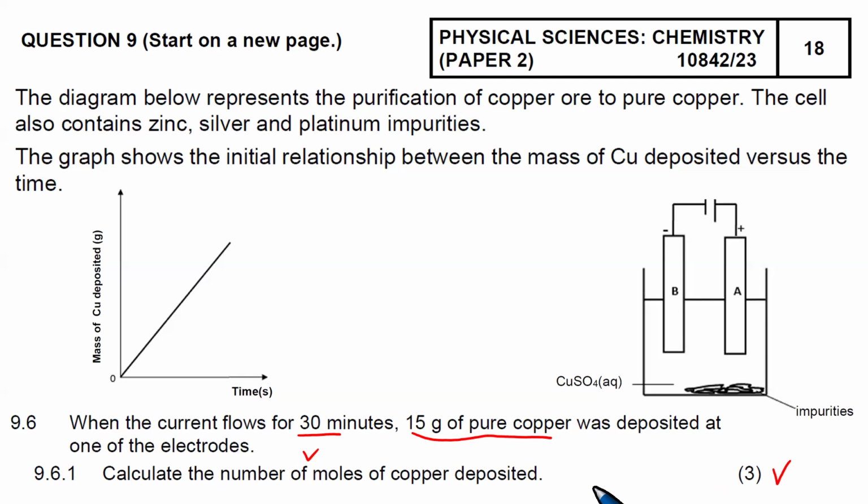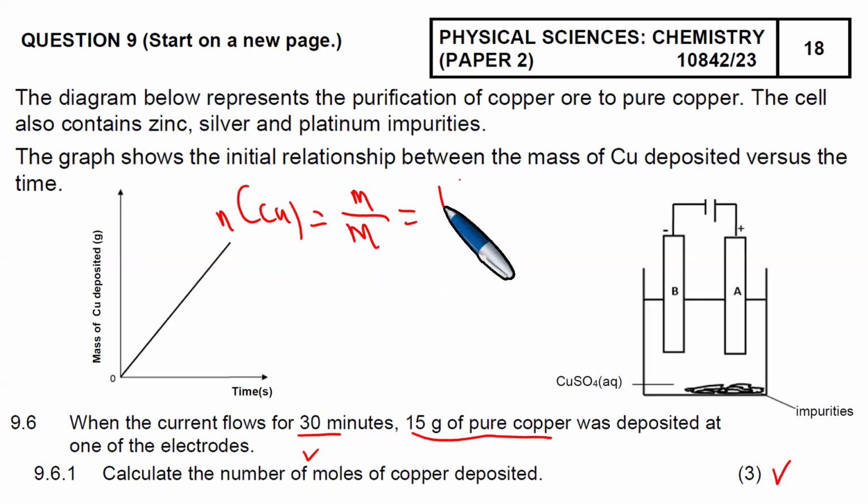What formula are we going to use? Yes, please. I think the formula that we are going to use is n is equal to small m over capital M. Well done. So the number of moles of copper is mass over molar mass.